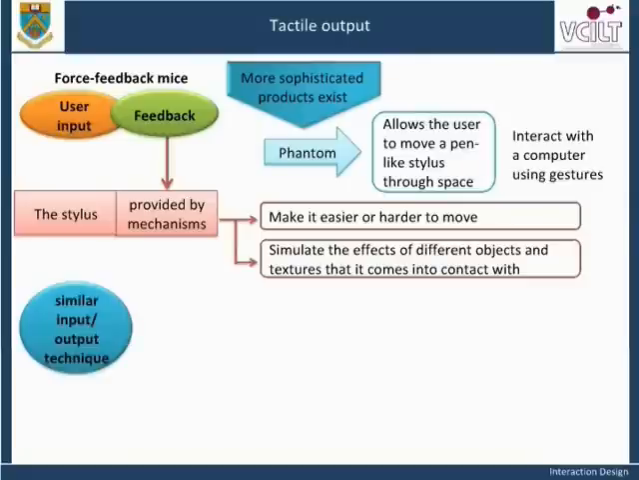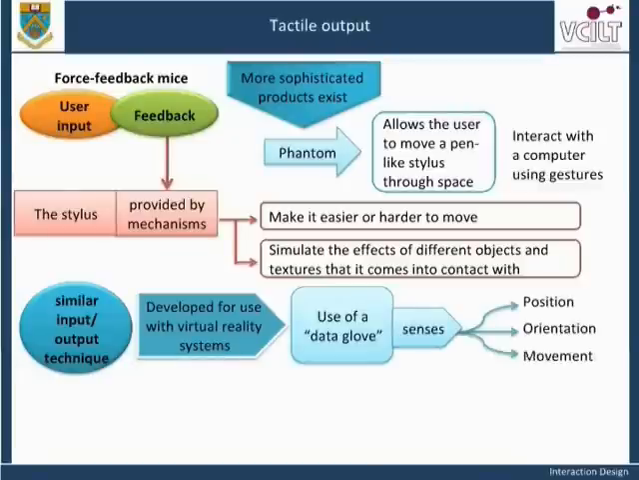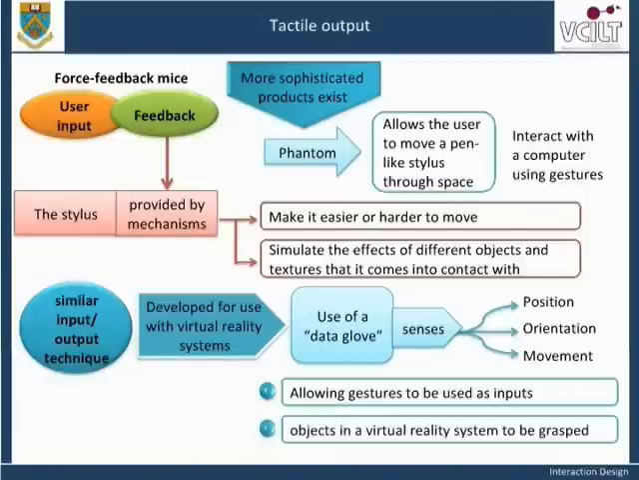A similar input/output technique that has been developed for use with virtual reality systems involves the use of a data glove which senses the position, orientation, and movement of the user's hand, allowing gestures to be used as inputs and objects in a virtual reality system to be grasped. Several products exist that add force, pressure, or vibration feedback to a data glove, allowing the user to feel virtual objects they touch or grasp. For instance, Virtual Presence Limited markets a number of products in this area.